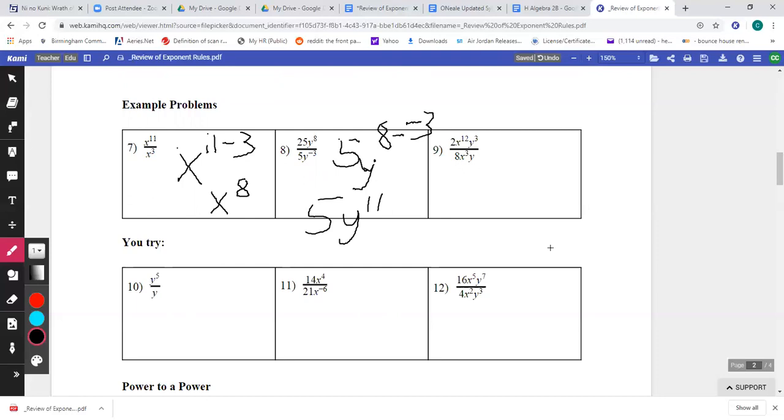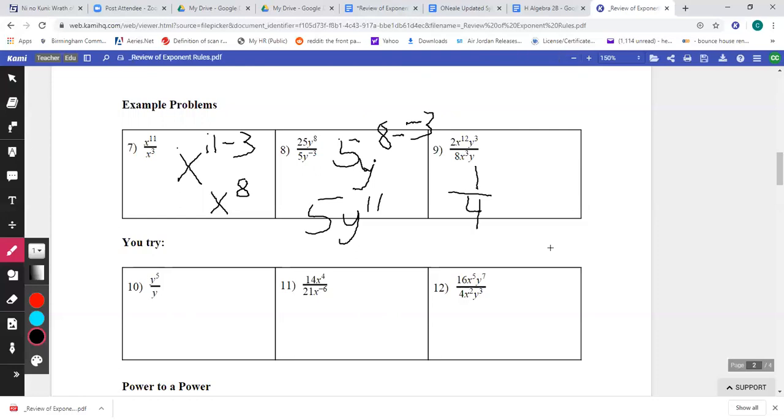Okay. Now for number 9, 2 over 8 is a fraction. So what a lot of people do here is they do 2 over 8 and they say it's 4. That is not correct. Remember, it's a fraction, so it should be 1/4.